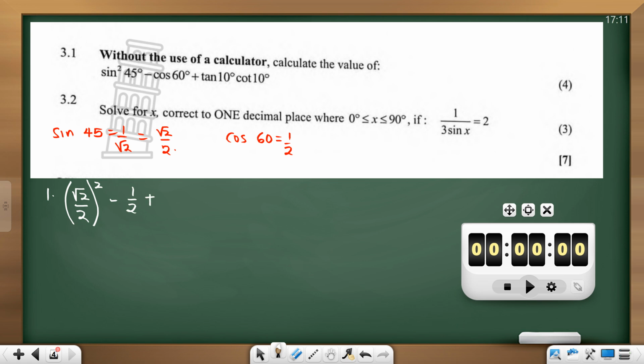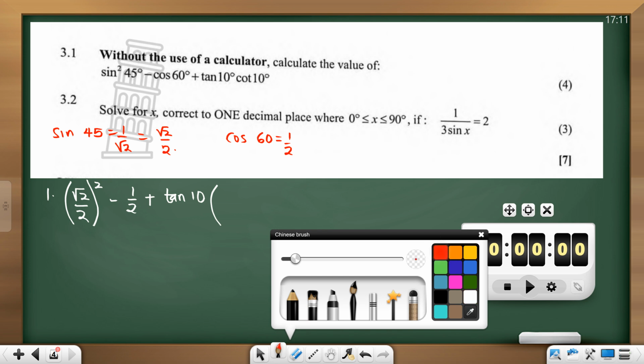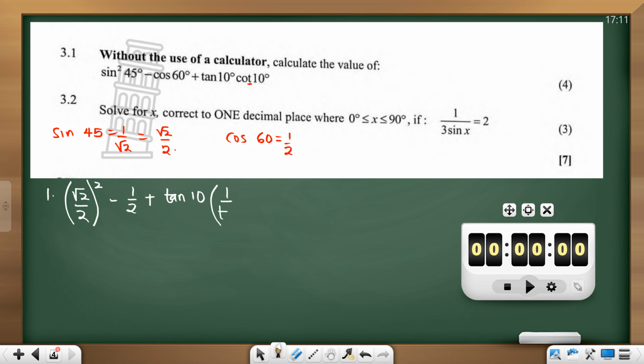Plus. Now, tan 10 is not a special angle, so I'm going to leave it as tan 10. Multiplied by, oh, look at my third letter. It's a T, so it's 1 over tan 10. The first thing I see is that this and this would cancel each other. If I put root 2 over 2 in a calculator, you're allowed to do that. It will give you half minus half. Remember, tan 10 over tan 10 would give you 1. Plus what? 1. And what would that give you? Answer is 1.